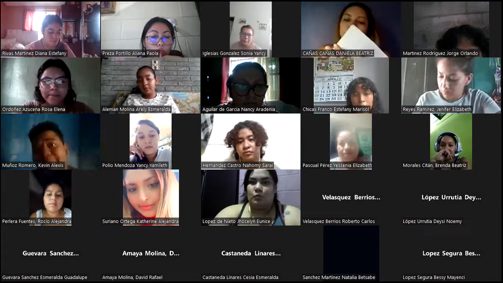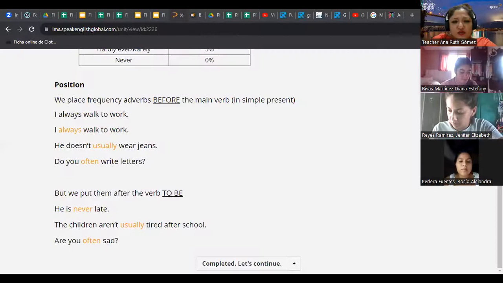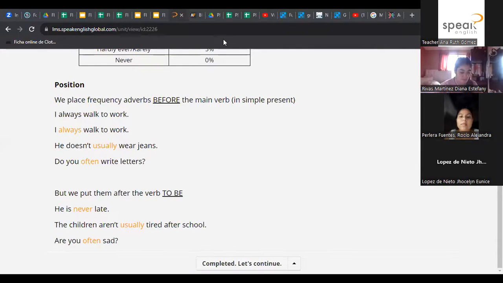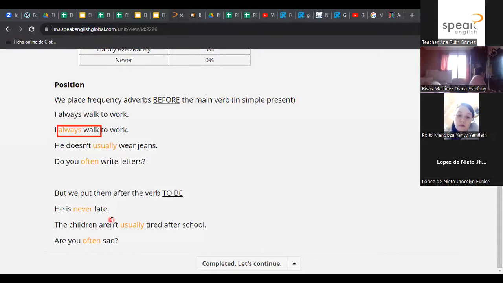Now, I want to show you something. Just give me a moment. Can you see the screen? Yes, I can. Excellent. Now, pay attention to this. The position of the adverb of frequency. Here is what I told you, right? When you have a verb, for example talk, eat, sleep, the adverb of frequency is before the principal verb. But pay attention when you have verb to be. What is the position when you have verb to be? After. Yes, very good, Kevin.